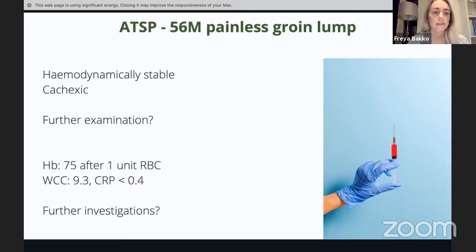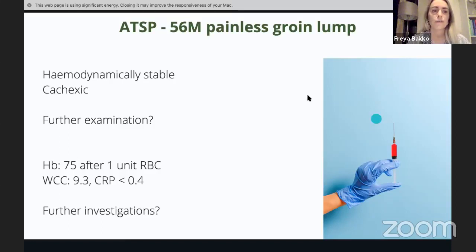So you do some routine bloods for him. His hemoglobin is 75. This is after 1 unit of red blood cells, so he's had quite a lot of blood loss. It might be an ongoing anemia as well. His inflammatory markers are normal, so this makes you think that potentially the lymphadenopathy is not infection. The other thing to mention is that a non-tender lymph node is less commonly infection, and it does make your suspicions point towards malignancy rather than inflammatory cause.